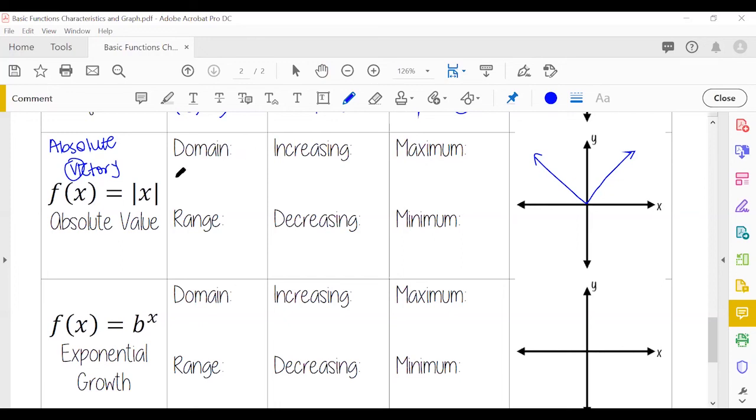So its domain is still all real numbers. We can plug in whatever we want. The range, though, only goes from 0 included to infinity. It's increasing on the second half of that picture. So it's increasing from 0 to infinity, and it's decreasing on the first part. So that's negative infinity to 0. There is no maximum point. However, there is a minimum down here.